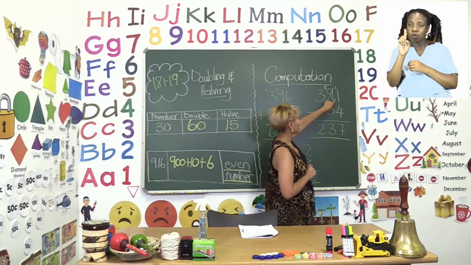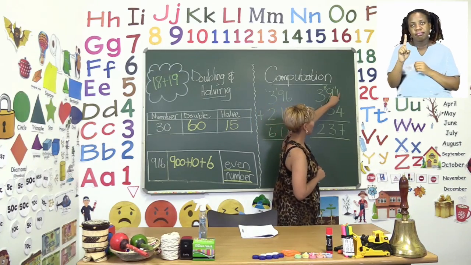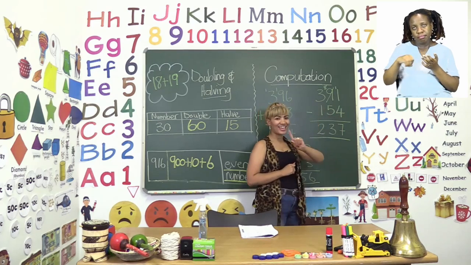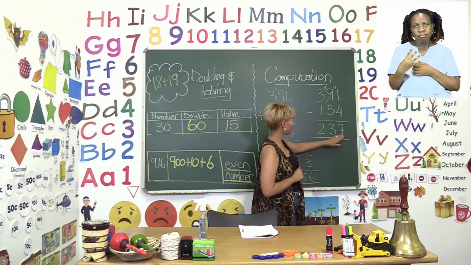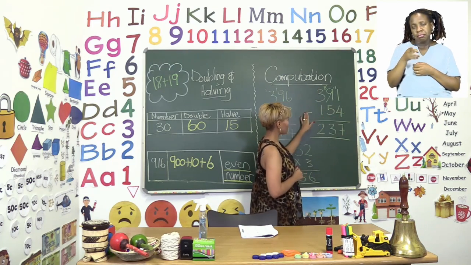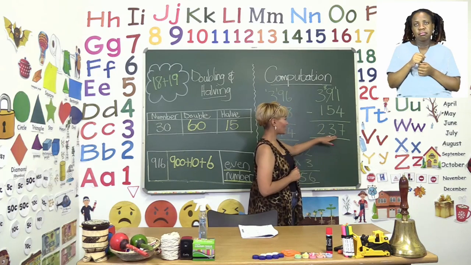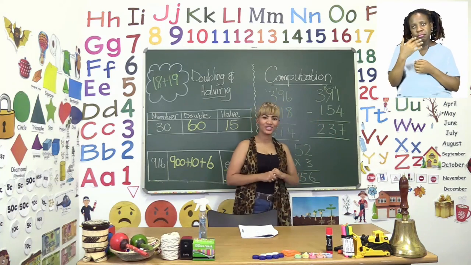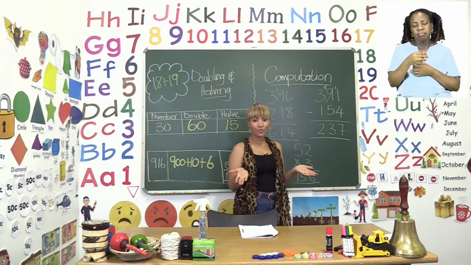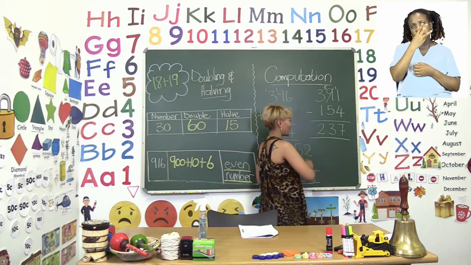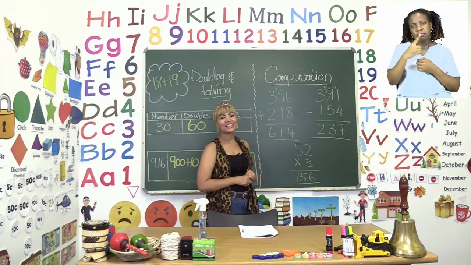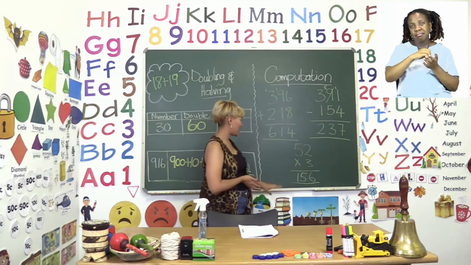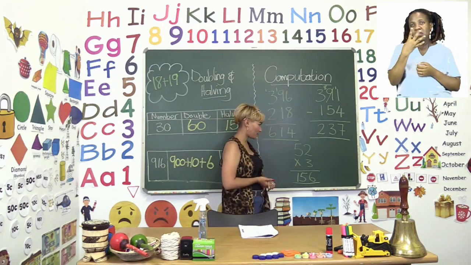So don't forget to write what you have left over. So now we say 11 minus 4, and that equals 7. And then we say 8 minus 5 is equal to 3, and 3 minus 1 is equal to 2. And there we have it, boys and girls. Our answer for this sum is 237.